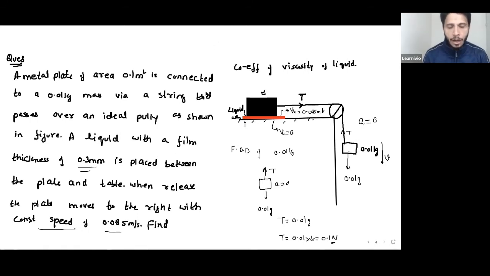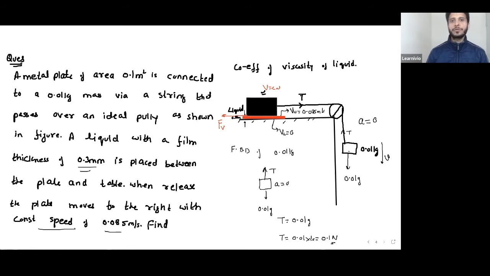Friction force. Yeah, which friction? Viscosity, right? If it is moving to the right hand side, then the viscosity will act to the left hand side. That is the friction which is acting. This plate is moving with a constant velocity. Because if it is moving with a constant velocity and this plate is connected through a string, then this too will move with a constant velocity. They will move with the same velocity, right?